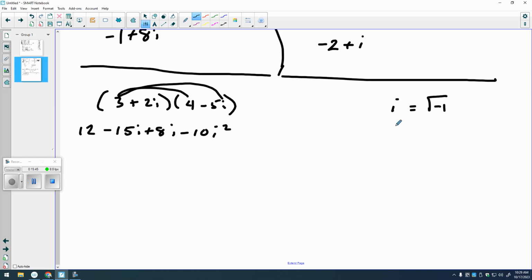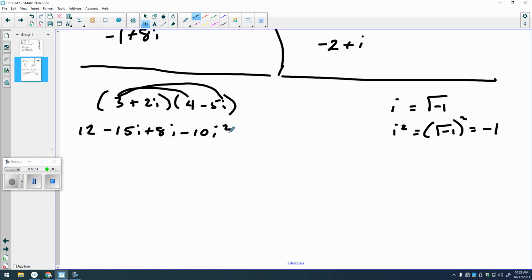Okay, what is this i squared thing? Well, if i is defined to be the square root of negative 1, then i squared is the square root of negative 1, squared. Right? That's what squared means. Well, a square just simply cancels the square root, and so i squared is a negative 1.